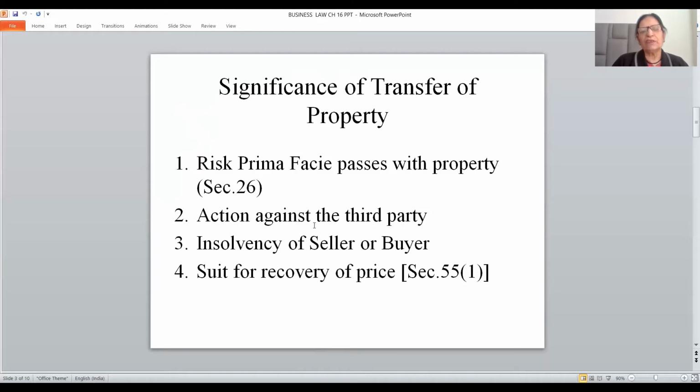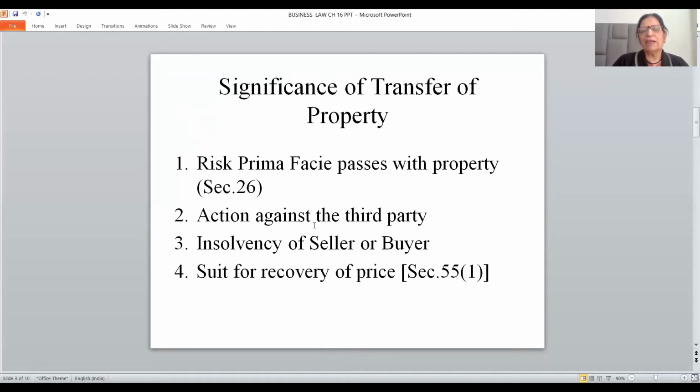Third is insolvency of seller or buyer. Whether the seller becomes insolvent or the buyer becomes insolvent, there is an official receiver or official assignee, an officer who is appointed by the court. Then in that case, is the official receiver of the seller bound to deliver the goods to the buyer or not? It depends. It depends whether the ownership has passed or the ownership has not passed.